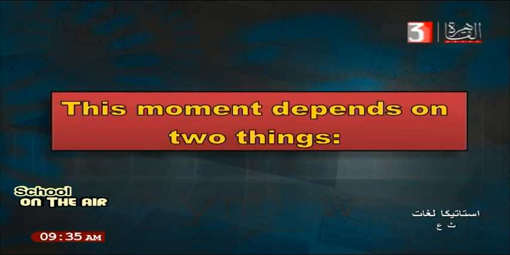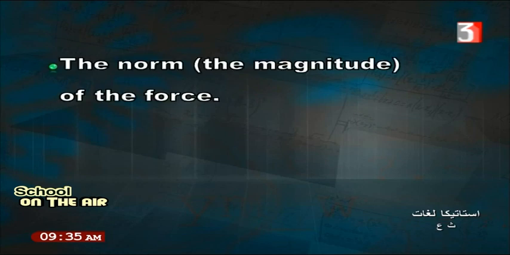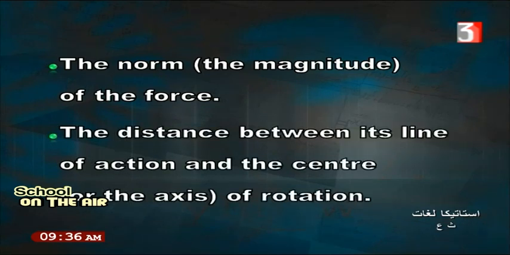Now we turn to the moment. What about the moment? We know that moment depends on two things. What are the two things? The magnitude of the force, and the distance between its line of action and the center or axis of rotation. We have two types of moment: moment in 2 dimensions and moment in 3 dimensions. Don't forget, my dear student, moment depends on the magnitude of the force and the distance between its line of action and the center of rotation.